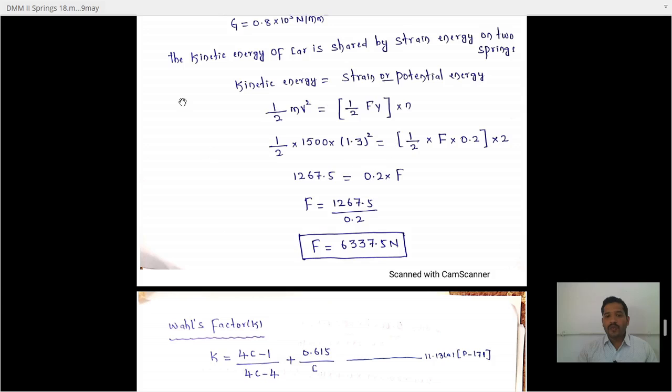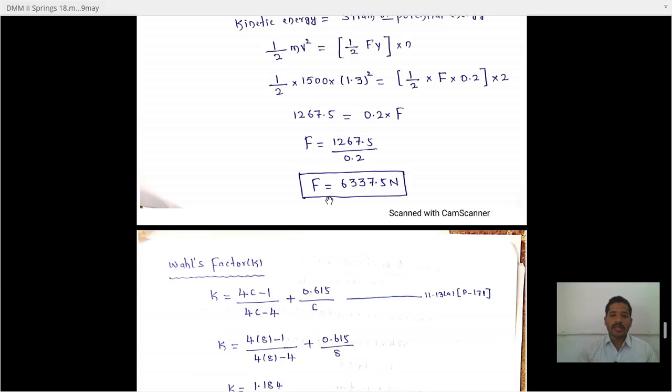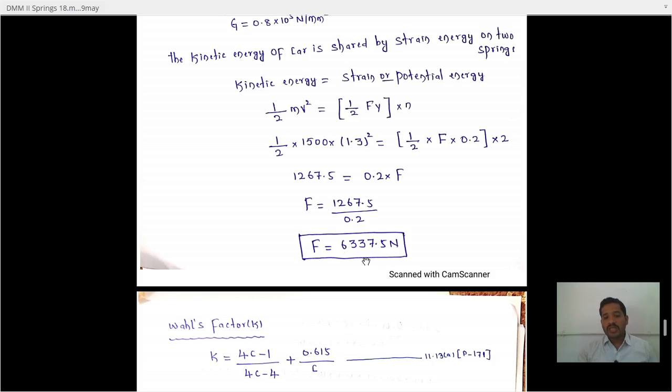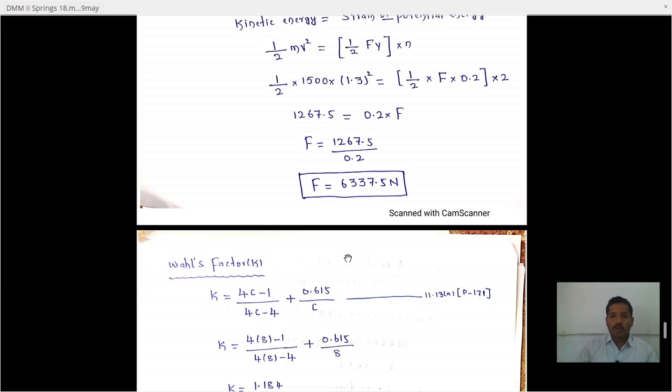Then if you divide the value, you will get the answer of 1267.5 is equal to 0.2 into F. F is equal to, if you divide this value of 1267.5 by 0.2, then you will get the answer F is equal to how much? 6337.5.